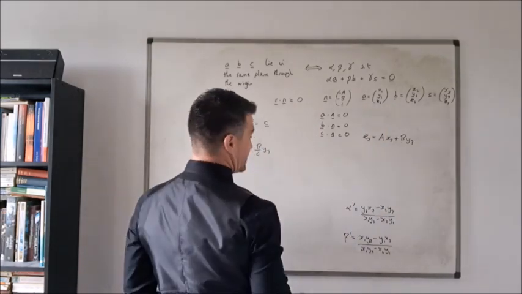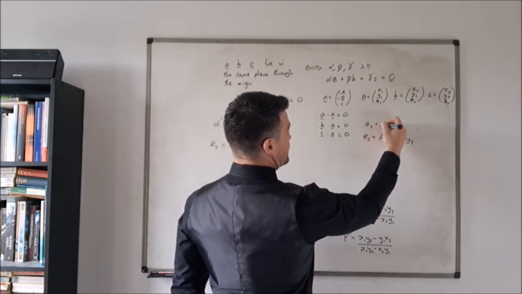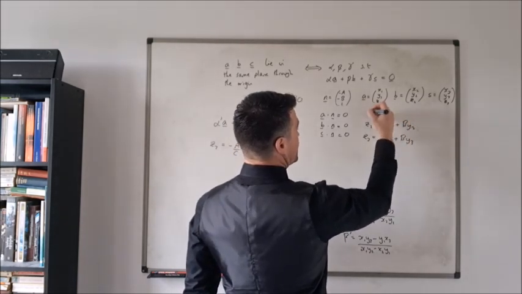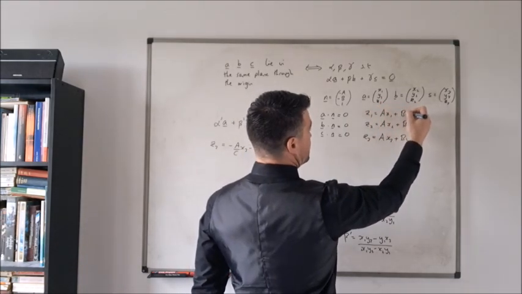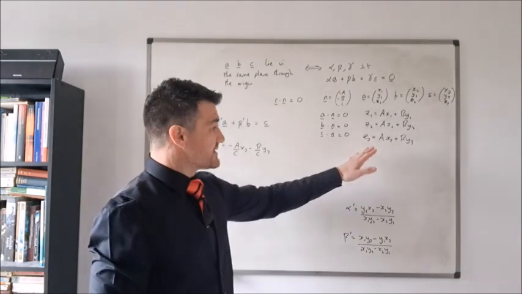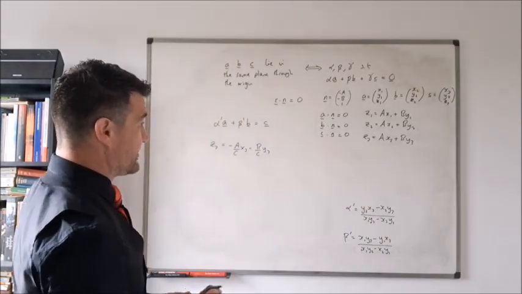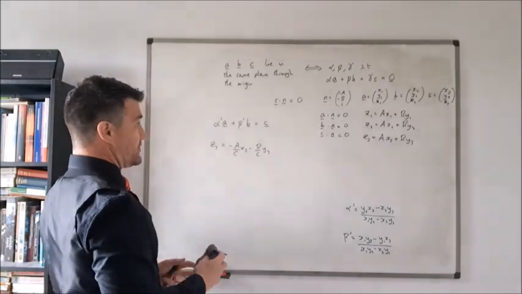And write these in a similar form. So in other words, I get z2 is equal to ax2 plus by2, and z1 is equal to ax1 plus by1. It's not essential that I do this, but it's something that I can do if I choose to do it.